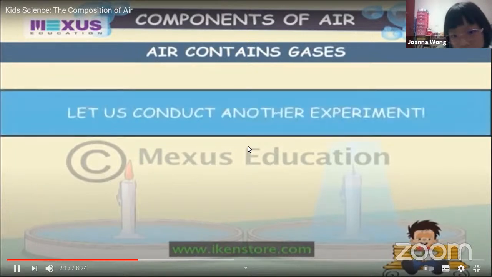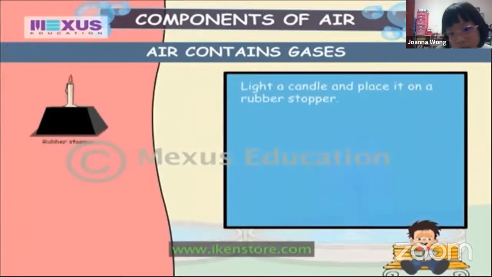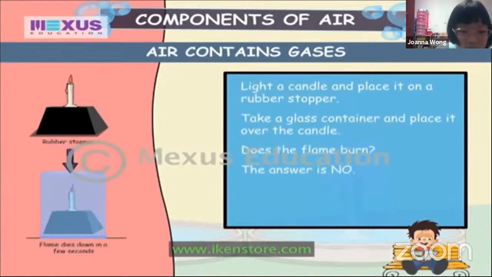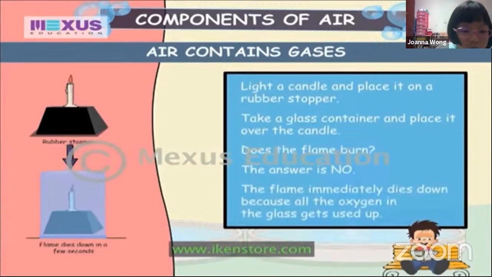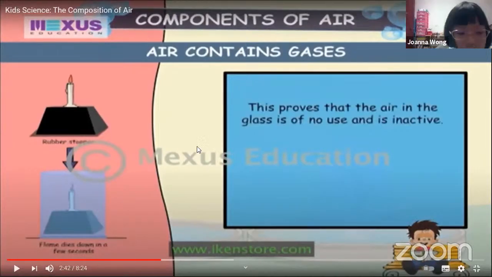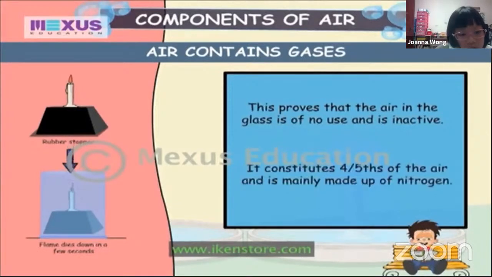Let's conduct another experiment. Light a candle and place it on a rubber stopper. Take a glass container and place it over the candle. Does the flame burn? The answer is no. The flame immediately dies down because all the oxygen in the glass gets used up. This proves that the air in the glass is of no use and is inactive. It constitutes 4/5 of the air and is mainly made up of nitrogen.